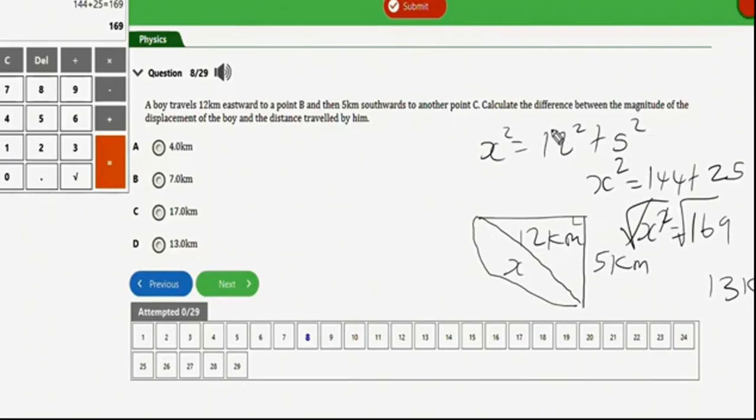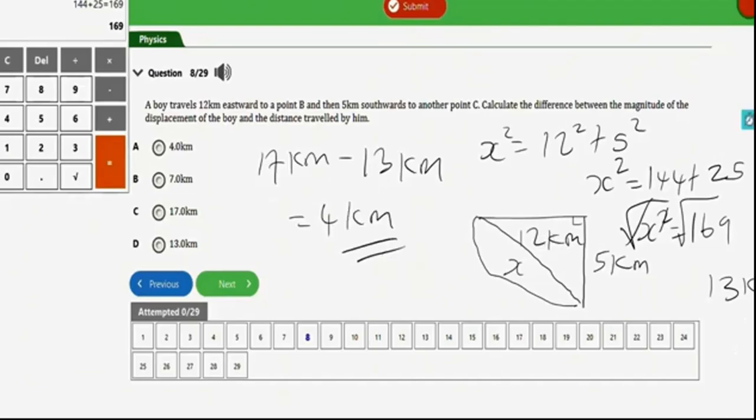But remember, the question says calculate the difference between the magnitude of displacement of the boy and the distance traveled by him. So let's get the total distance. The total distance will be this 12 kilometers plus 5 kilometers, which gives you 17 kilometers. So it will be 17 kilometers minus this magnitude of displacement, which is 13 kilometers. When you do the maths, you are going to get 4 kilometers. So the correct option in this question is option A, which is 4 kilometers. Alright, so that's it for this question.